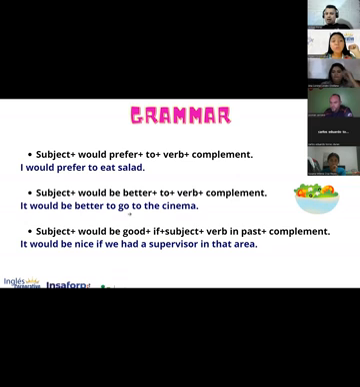Blanca, it would be nice or it would be better. Okay. In this case, you need to remove better and you need to leave. It will be healthy. It will be healthy if I ate salad in that way. Yeah. I have a question. Yes. In that case, it would be nice if we had a supervisor in that area.